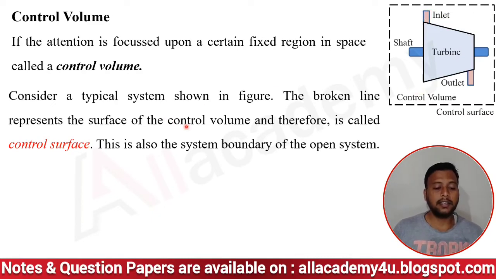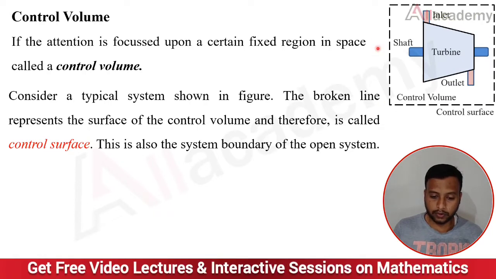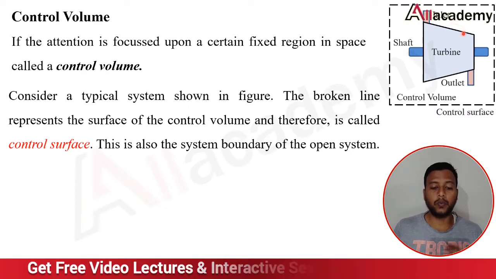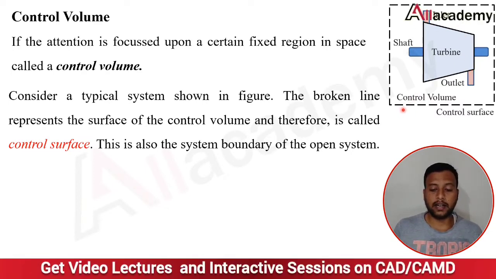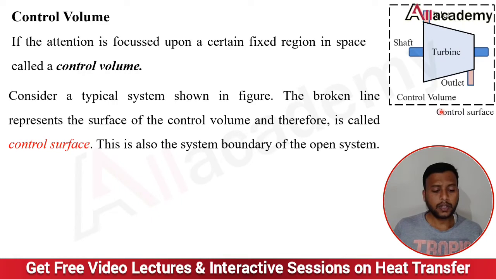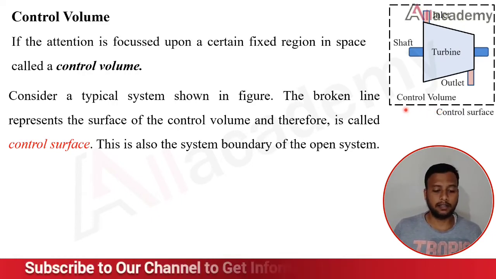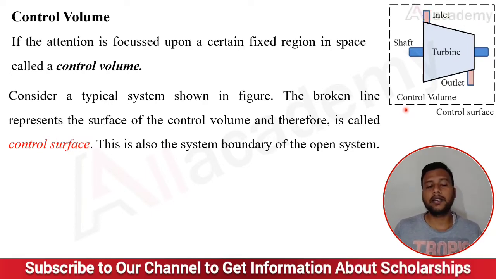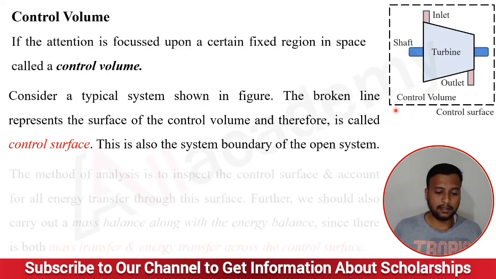Now consider a typical turbine. As shown in this figure, the dotted, broken line represents the surface of the control volume, and therefore it is called the control surface, which differentiates the surroundings from the control volume. This dotted line creates the surface of the control volume, so it is called the control surface. It is also called the system boundary of an open system.